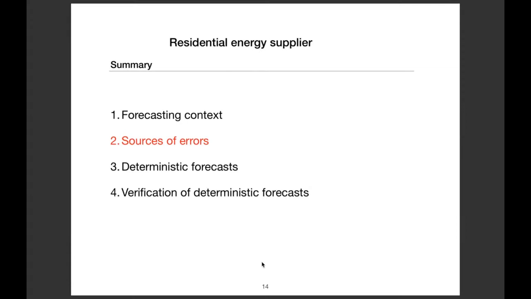Do you have any other question? No? Okay. So let's go through now the potential sources of error in forecasting. And I think after that, we will make a short break.